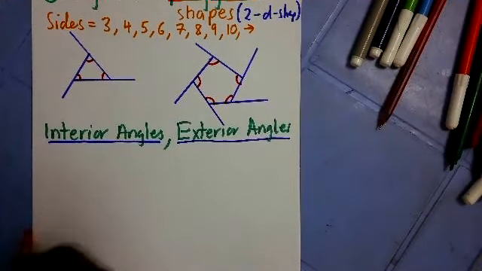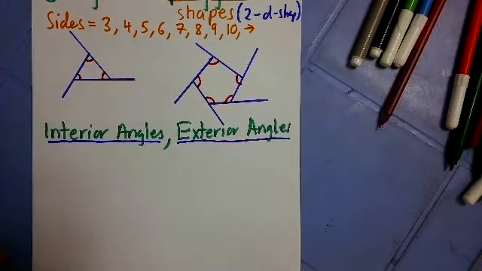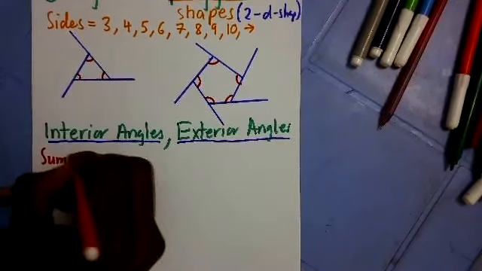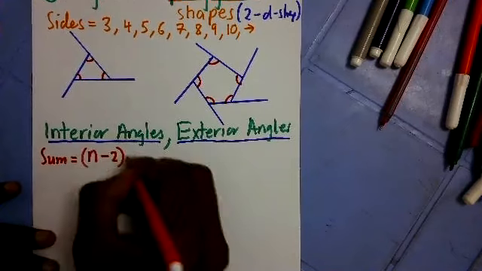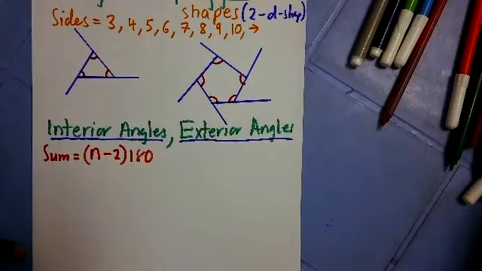So when we have interior angles there, basically we have to know their sum. So the sum of interior angles is given by n minus 2 times 180. So that's how we get the sum of all interior angles.